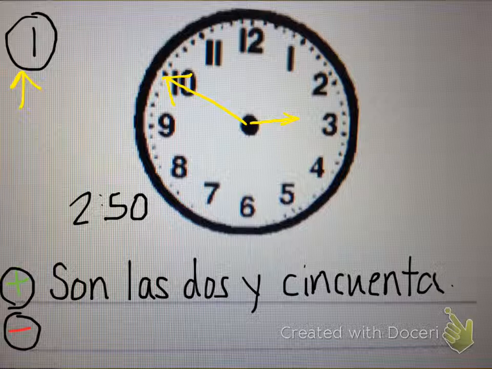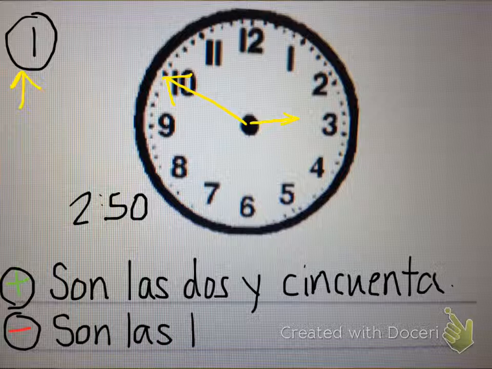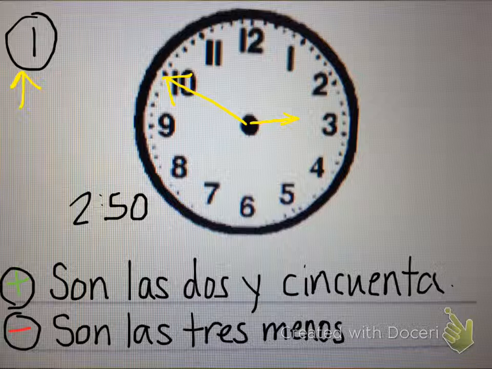Okay, this is called positive time because we are adding, all right? Negative time is a little bit different. We're actually subtracting. However, in order to do that, we need to figure out how many minutes until the next hour. So if it's 2:50, it's 10 minutes until 3 o'clock. So for negative time, we actually take 3 o'clock. Son las 3. And then we use the word for menos, minus. Okay, and then because it's 10 minutes until 3, it's 3 menos 10.